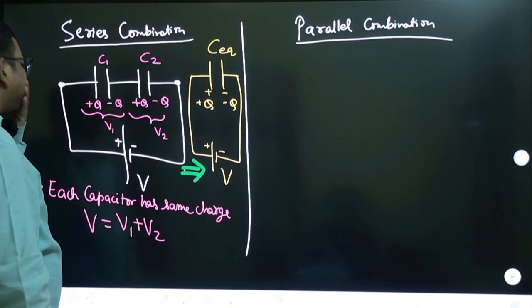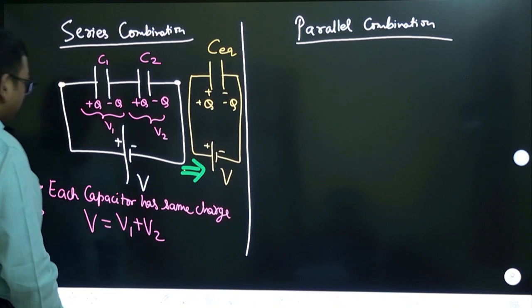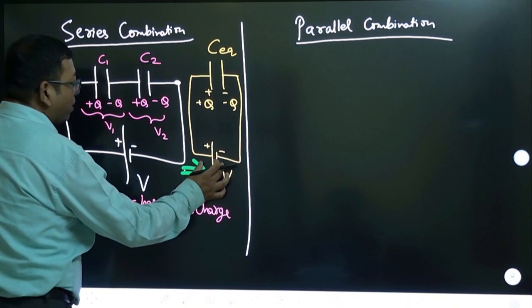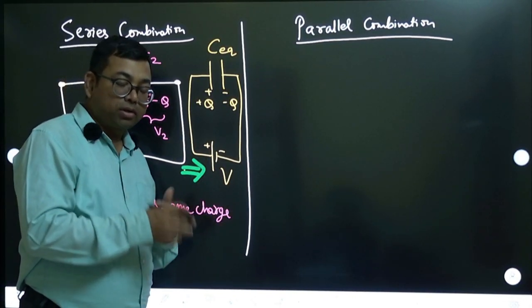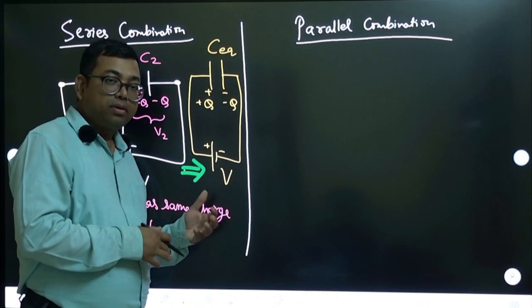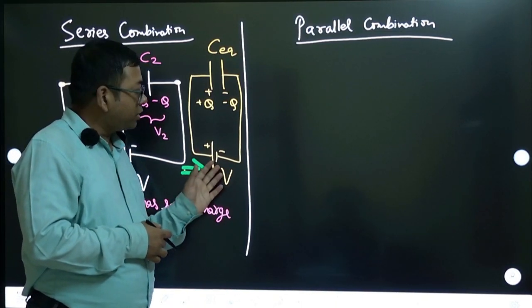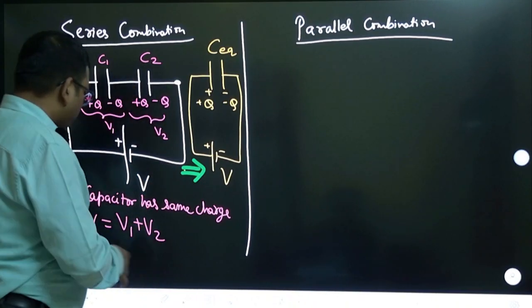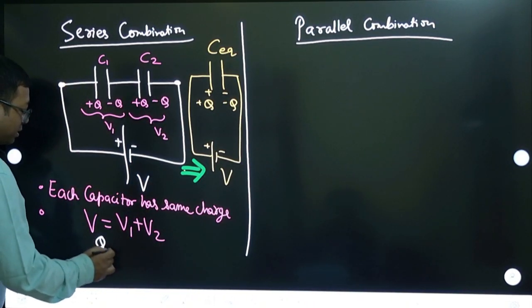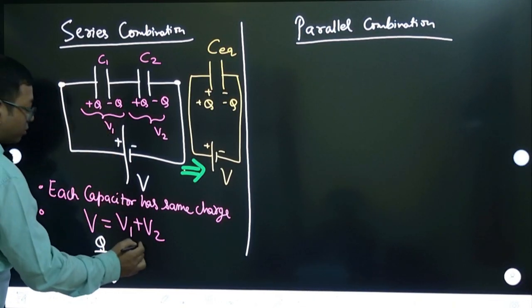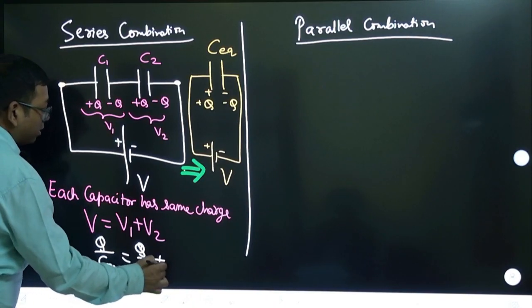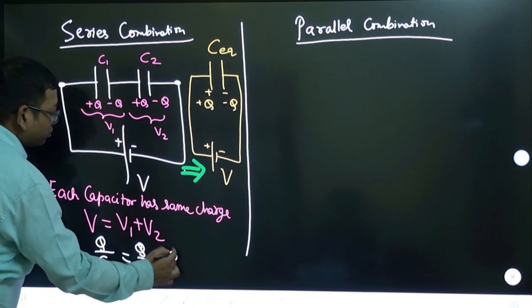Okay, now try to apply. Suppose I see the equivalent, capacitance C is equal to Q by V. So V is equal to what? V equals Q by C. So this V can be written as Q by C equivalent, and this V1 can be written as Q by C1, and this V2 can be written as Q by C2.